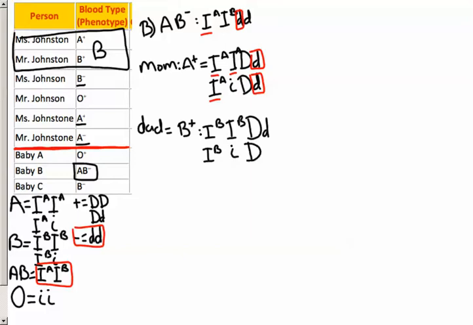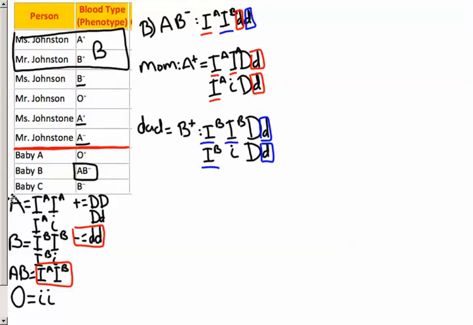Again, because he's positive, he'd have to have a capital D, and since the baby's negative, he'd have to get a little d from dad. So, the baby can get his D allele from dad here or here, and the IB allele from here, here, or here. Now, let's take a look at baby C.